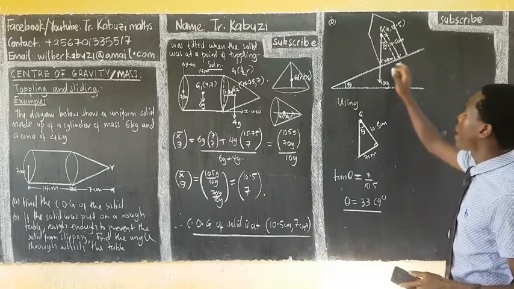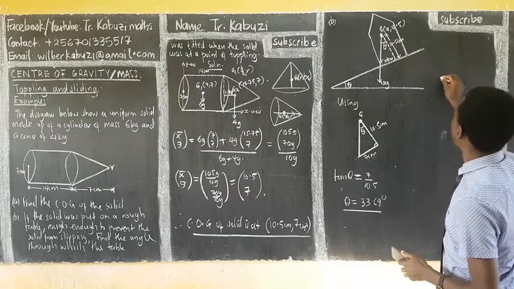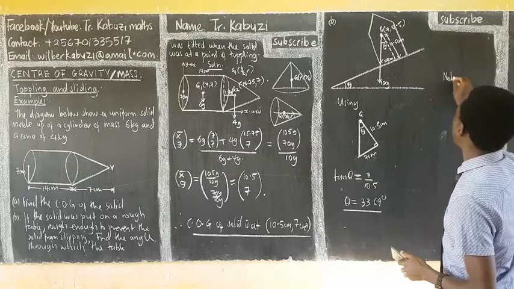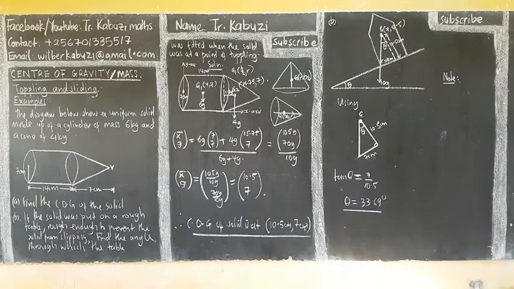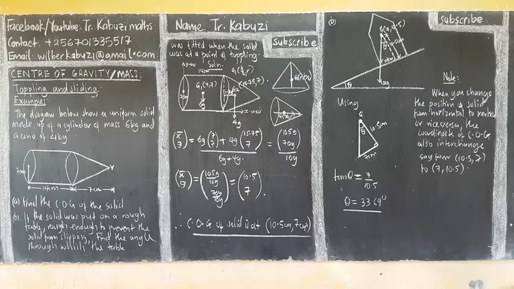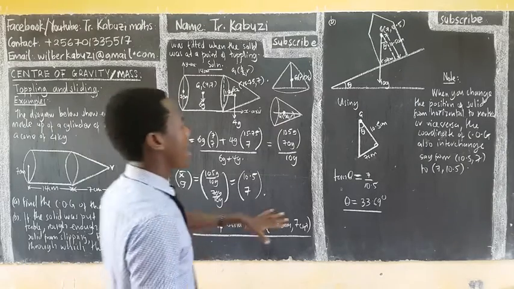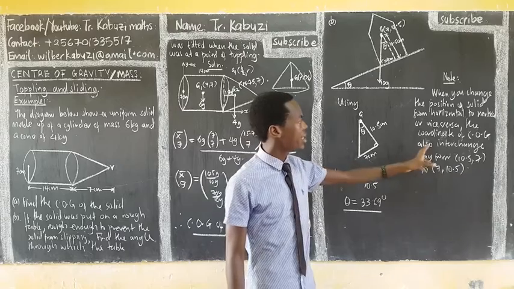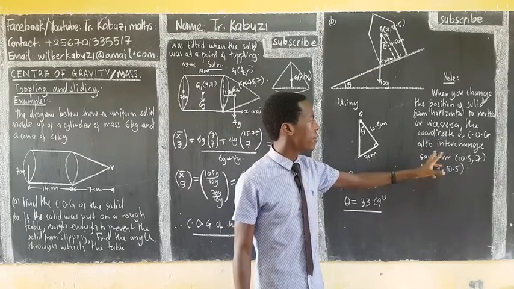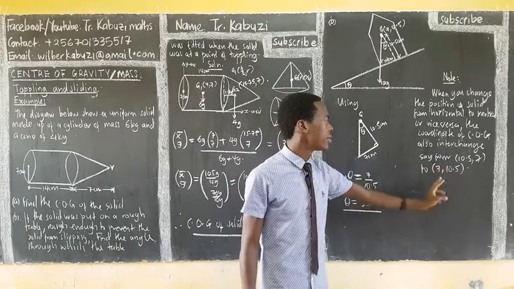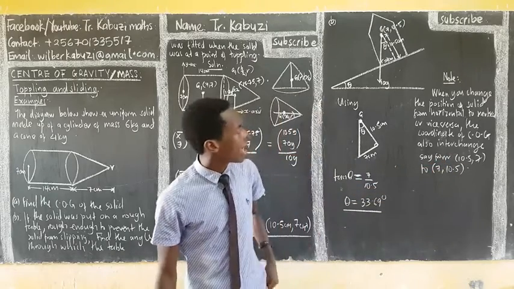Now let me make this note for the center of gravity. This is the note I wanted you to take. When it interchanges from horizontal to vertical or vice versa, the coordinates of the center of gravity also interchange, as simple as that.